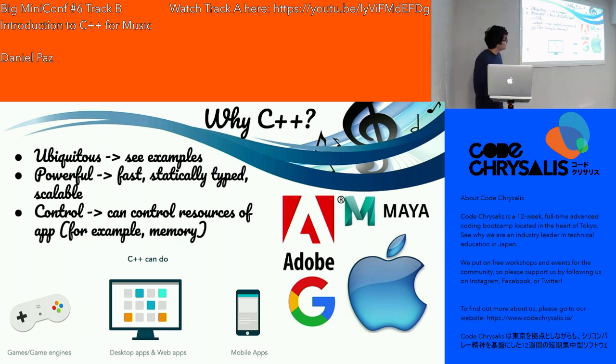For example, we have Adobe, where a lot of the products have been written in C++. Maya, which 3D animators and people who do 3D graphics use a lot. Even Apple products use C++, Google Chrome, and pretty much games and desktop apps. It can be used for pretty much anything. It's sort of like a Swiss Army knife of programming languages.